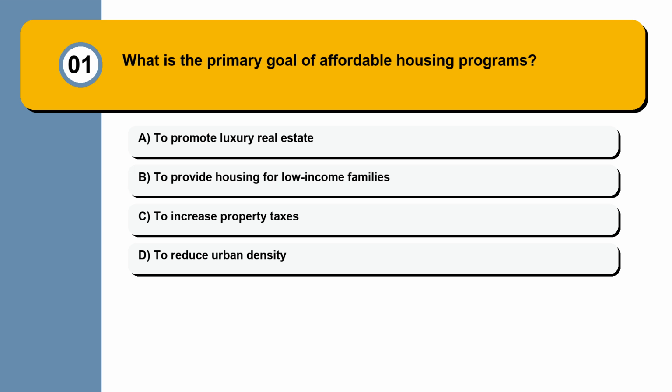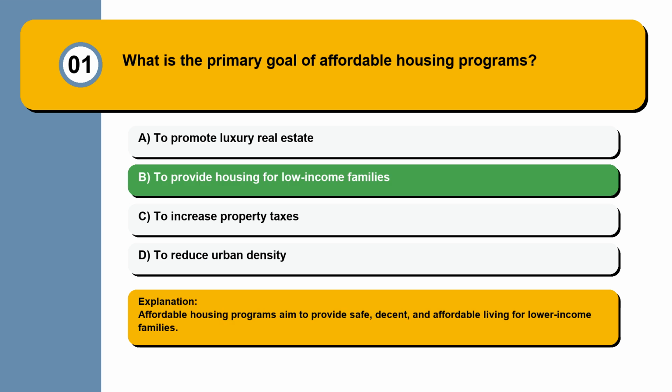Question 1. What is the primary goal of affordable housing programs? To promote luxury real estate, to provide housing for low-income families, to increase property taxes, to reduce urban density. Affordable housing programs aim to provide safe, decent, and affordable living for lower-income families.